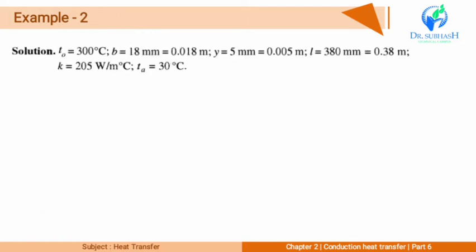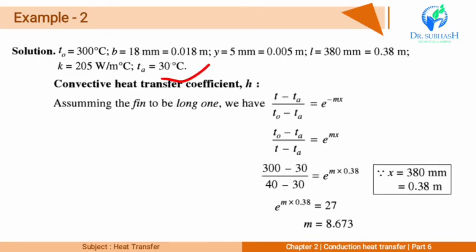Here is the given data: T0, the base temperature of the fin, is 300 degrees centigrade. b is 18 mm, converting into meters 0.018 meter. y is 5 mm, 0.005 meter. Length is 380 mm, 0.38 meter. Conductivity is 205 watt per meter degree centigrade, and atmospheric temperature is 30 degrees centigrade.